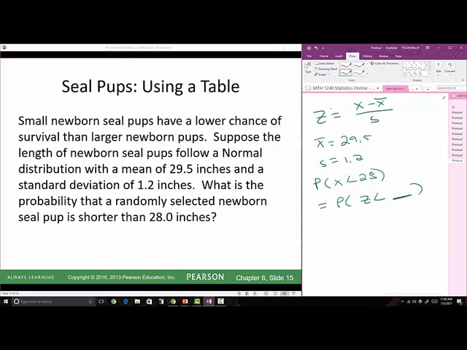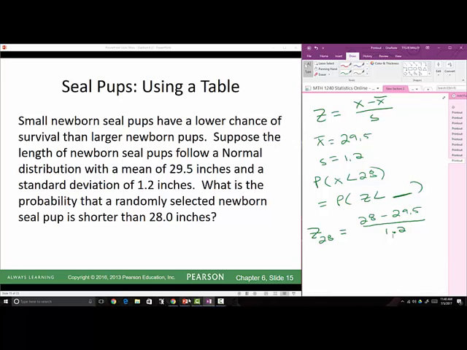So we're going to use this equation above. The z-score associated with 28 is equal to 28 minus the mean, which is 29.5, divided by the standard deviation, which is 1.2. In other words, z-scores, remember, tell us how many standard deviations you are away from the mean.